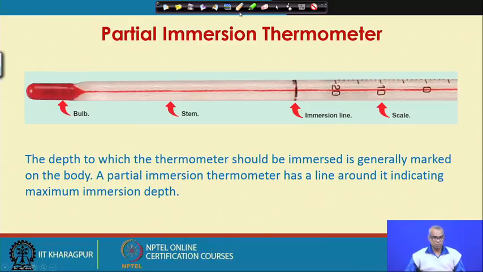So, this is an image of a partial immersion thermometer and this is the immersion line indicated on the stem of the thermometer. The depth to which the thermometer should be immersed is generally marked on the body. A partial immersion thermometer has a line around it indicating maximum immersion depth. If we do not follow this, there will be an immersion error, and there are ways to account for this error. We will talk about that.